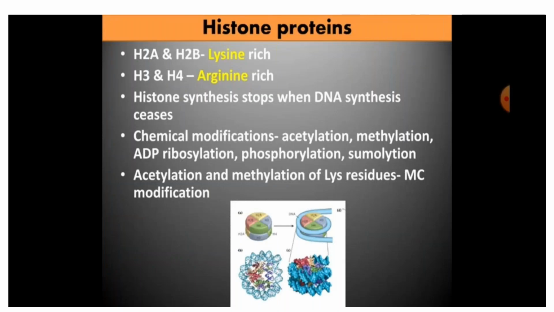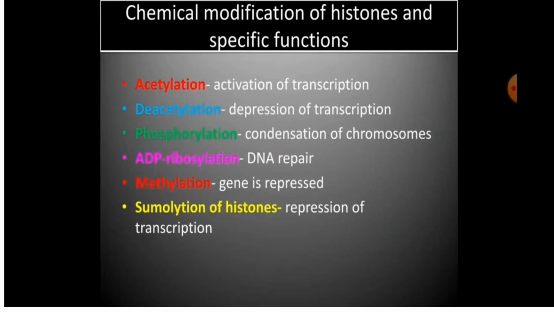H2A and H2B they are lysine rich, and H3 and H4 are arginine rich. Histone synthesis stops when DNA synthesis stops. जितना डीएनए उतना ही हिस्टोन है. केमिकल मॉडिफिकेशन, जो 6 टाइप्स ऑफ केमिकल मॉडिफिकेशंस हो सकती हैं हिस्टोन मॉलिक्यूल के अंदर, दे आर एसिटाइलेशन, मिथाइलेशन, एडीपी राइबोसाइलेशन, फॉस्फोराइलेशन, सुमोइलेशन. ठीक है, acetylation and methylation of lysine residues is the most common modification.